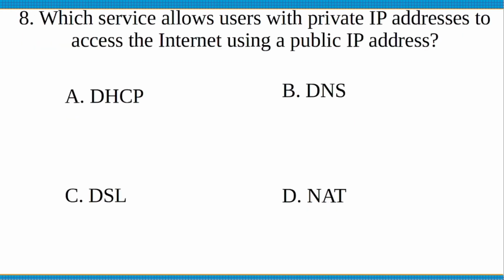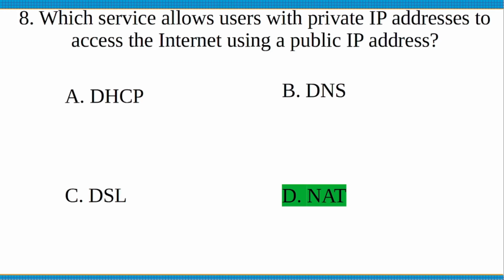Question number 8. Which service allows users with private IP addresses to access the internet using a public IP address? A. DHCP. B. DNS. C. DSL. D. NAT. So the answer here is D.